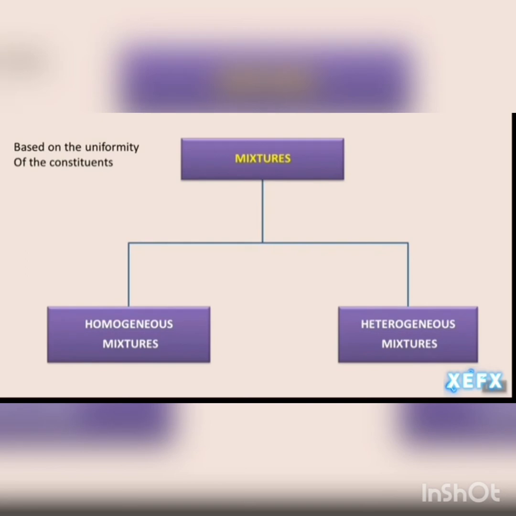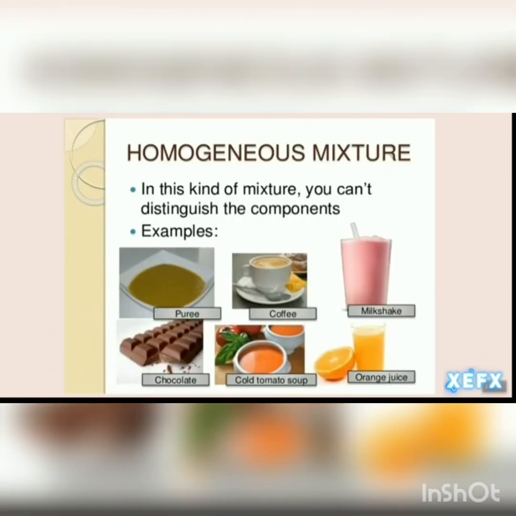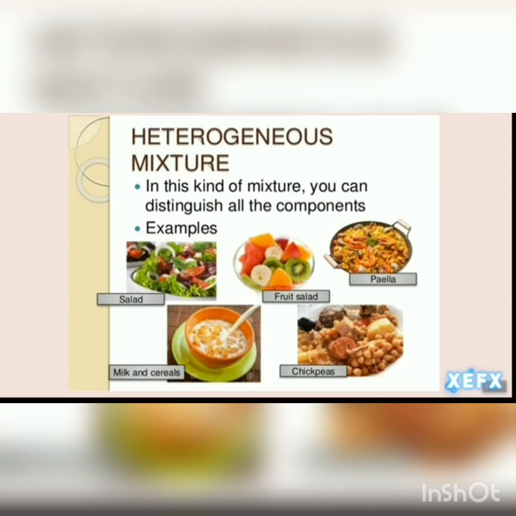Very, very important, okay? So kindly try to study the homogeneous mixture. In this kind of mixture, you can't distinguish the components, you can't separate them, okay? For example, tea with sugar, milk, coffee, all those are homogeneous mixtures. Orange juice too: when it is mixed, you can't separate the orange as well as the water.